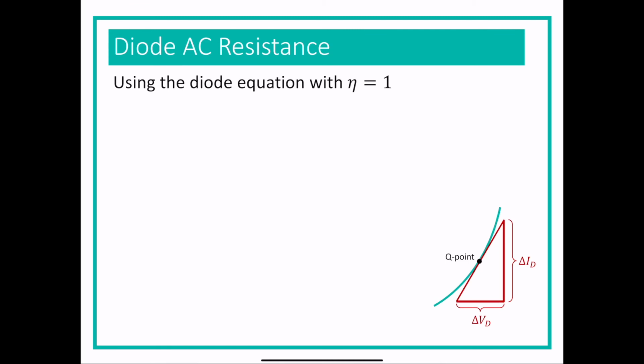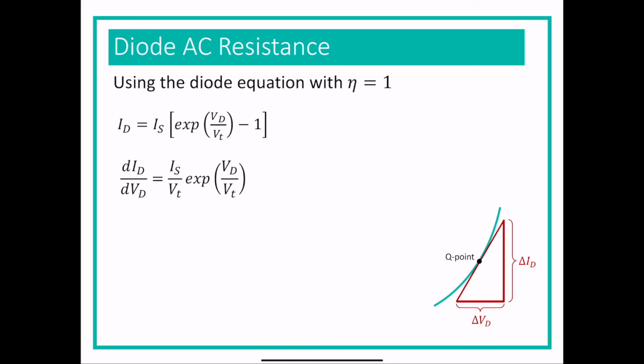Then we're going to take the diode equation, and we took eta out because it's equal to 1. Then we take the derivative with respect to the diode voltage. When we do that, we get IS over the thermal voltage times the exponential function of VD over VT. What that equals is something we call the conductance, since the slope of the line is equal to the conductance, how well the diode conducts electricity.